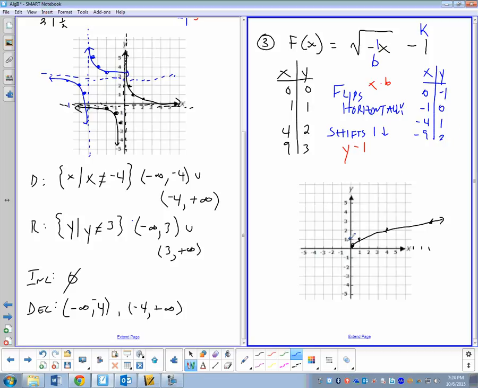So now I can graph these new points: (0, -1), (-1, 0), (-4, 1), and (-9, 2). So we can see our new graph, and how from our original graph we flipped it horizontally. So this part came over here. And then we shifted it 1 down. So instead of starting here, it starts here.